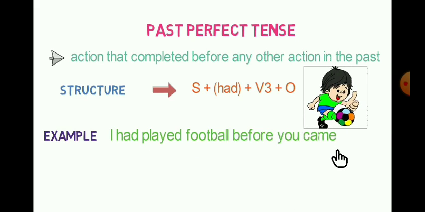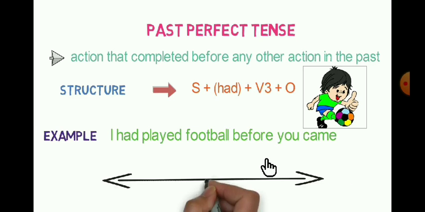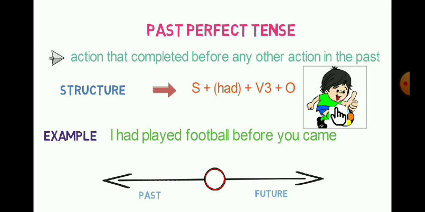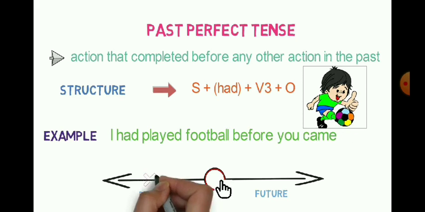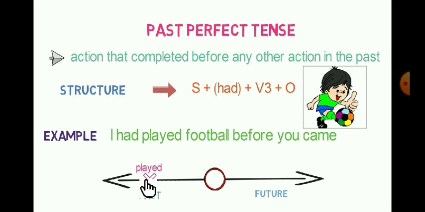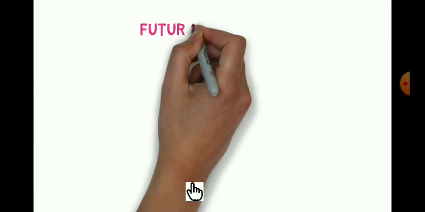So I had already played football before you came. I took my ball, played with my friends, kept it somewhere hidden, and I'm not going to show you. So this is a selfish person, see what he is doing. The action took place in the past, and he played football and kept the ball inside the sports room, and he had never decided to show it to his friend, and his friend came here. So he never saw them playing. This is what is called past perfect tense.